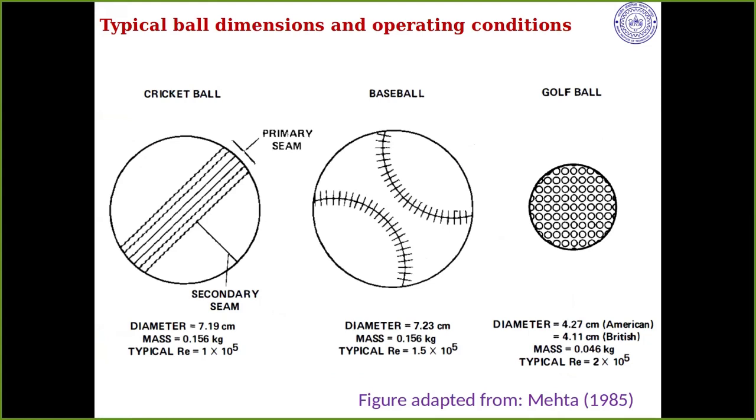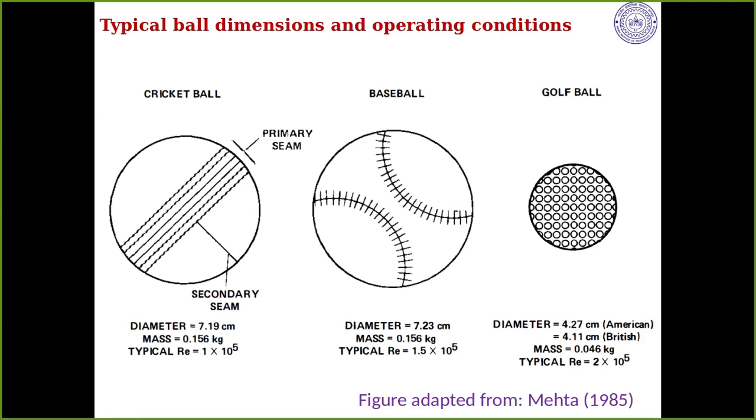So some data about balls. So that's the 4-piece cricket ball, the 4-quarter cricket ball, baseball, golf balls. Look at the similarities between the two. Similar diameter, about 70 mm. Exactly the same mass, 150 grams. And very similar Reynolds number.